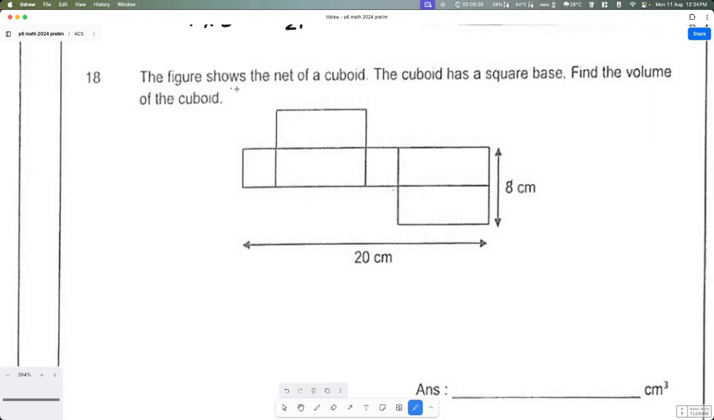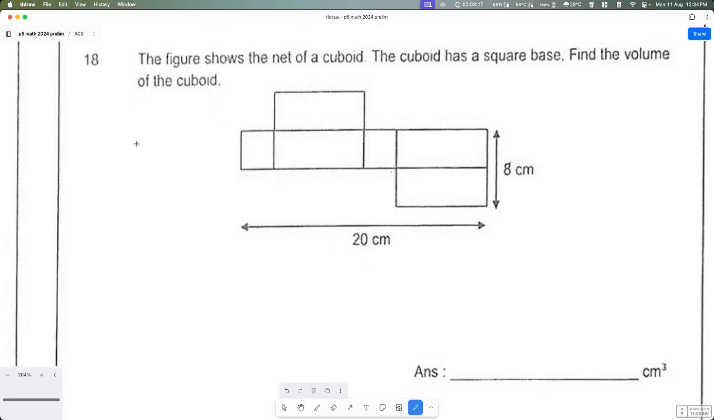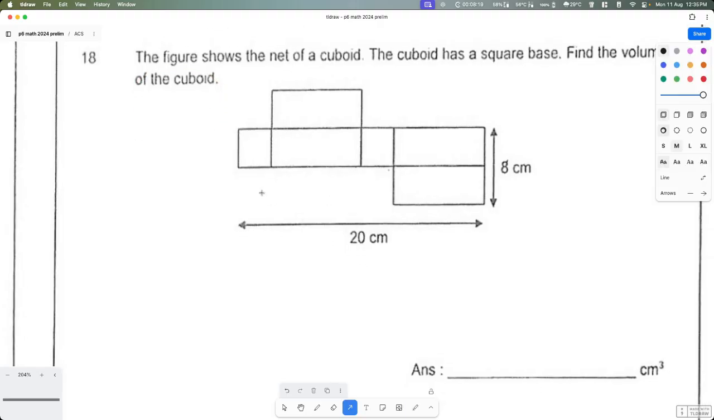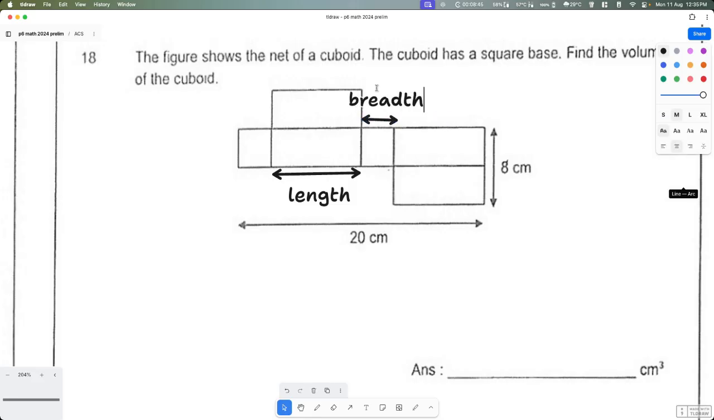Okay, let's move on to question 18. The figure shows the net of a cuboid. The cuboid has a square base. Find the volume of the cuboid. In this case, for the cuboid, we have the length. So this is what we call the length. And this small thing over here is what we call the breadth.